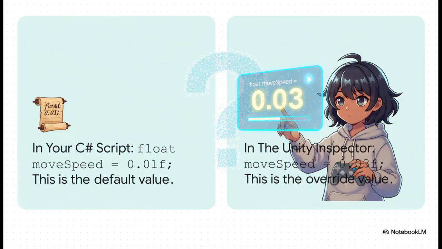In your C# script, you've written float moveSpeed = 0.01f. This acts as the initial default value. The very first time you add this script to an object, Unity is going to use this value. But then you went into the inspector and you changed that value to 0.03f. So now we have two different values in two different places. So which one does the game actually use when you press play?